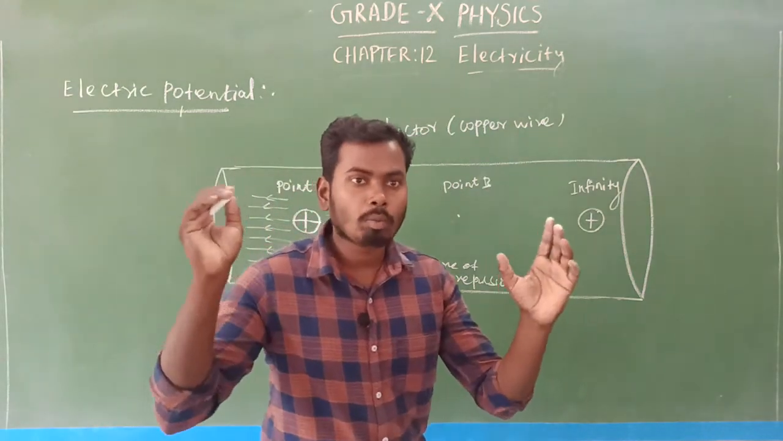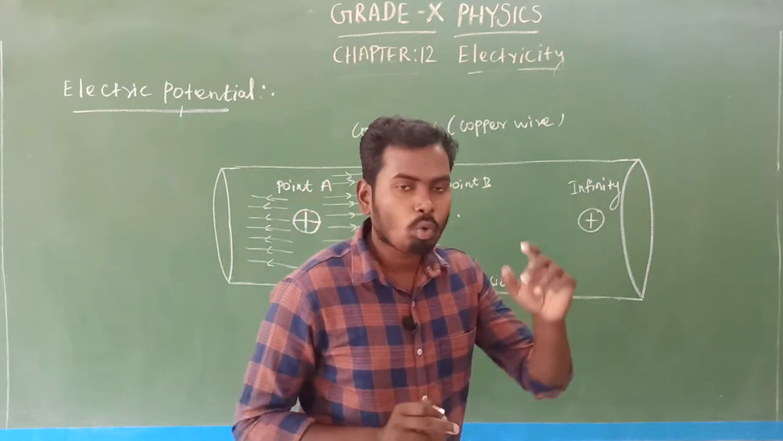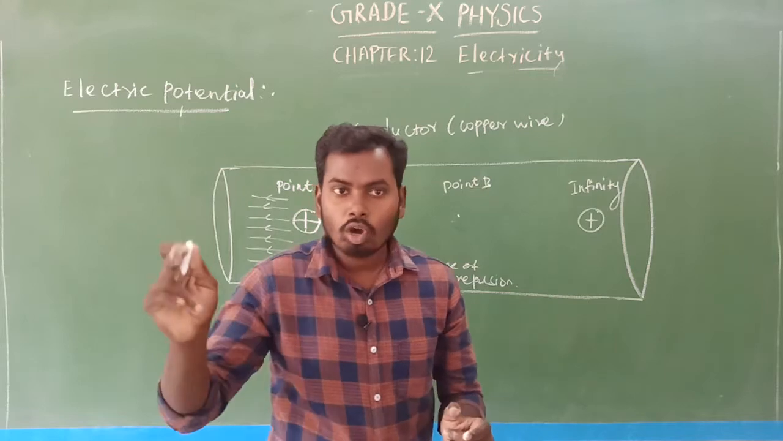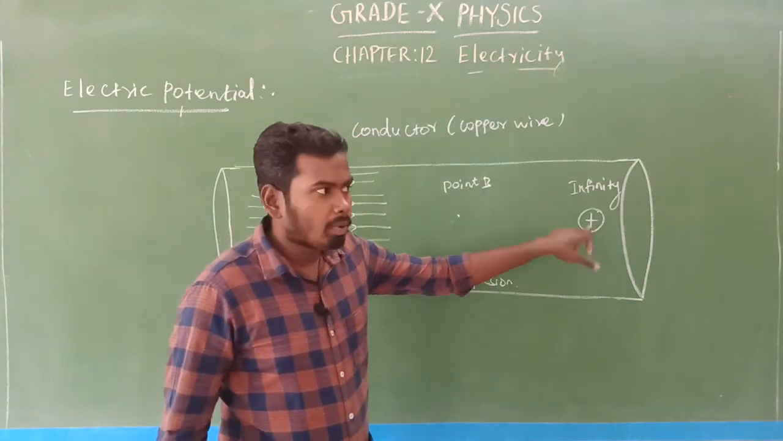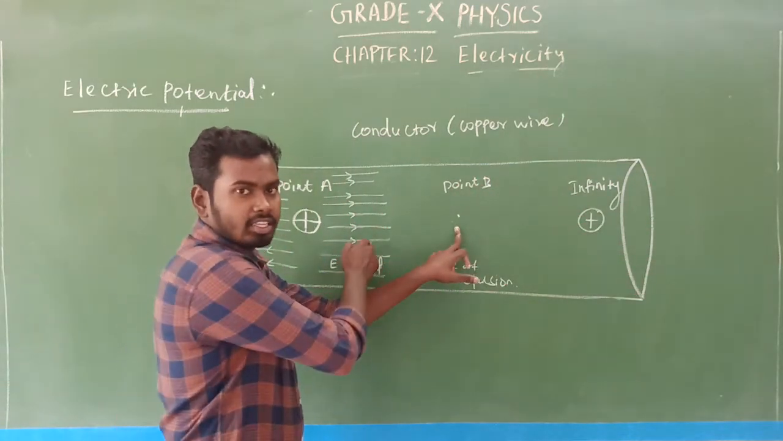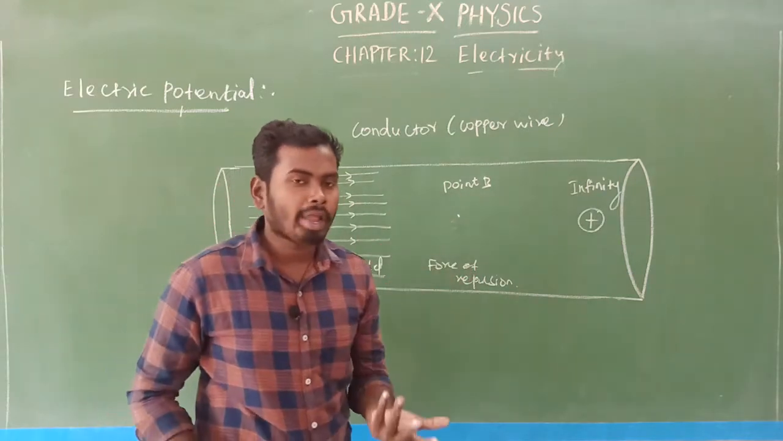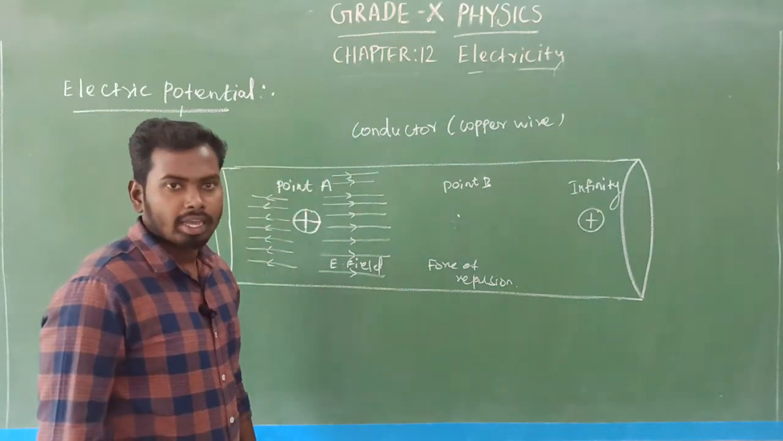Energy and work both are the same. Already we know that. Whenever work is done, an equal amount of energy is consumed. So to bring the positive charge placed at infinity to this point, against this electric field, we have to spend more energy.